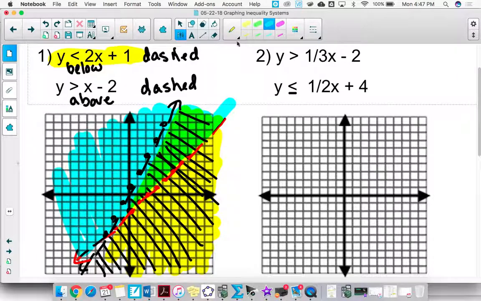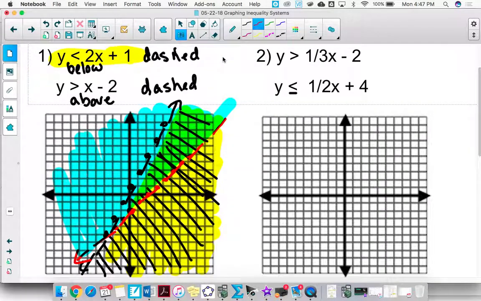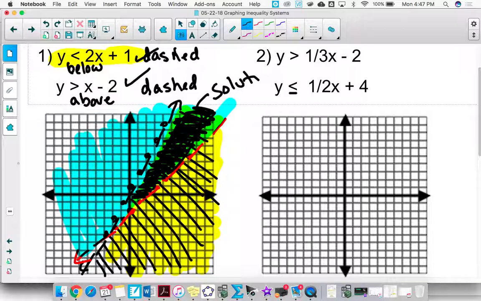right in this section here, you can see we shaded twice. So this would be our solution set, this little tiny gap. Any ordered pair in this little sliver would make the first and second inequalities true. So double shade, the region that's double shaded, this is our solution. And notice there's more than one ordered pair. That's the whole idea. So we're finding lots and lots of ordered pairs that make those inequalities true.